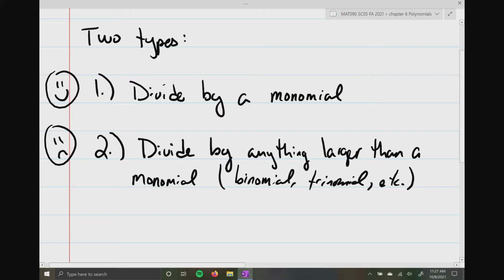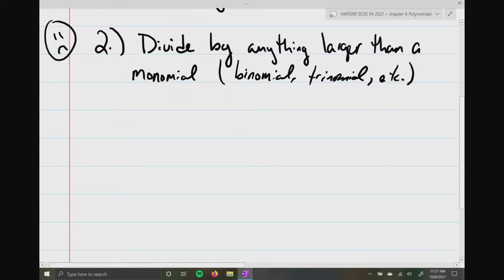Okay? But here's what's nice. You already know how to do both cases. You were already taught how to do both of these. It's just now we're going to have to put everything together. So the first thing that I want to do is I want us to do case one. We're going to do a couple examples of case one, and we're just going to keep it simple. Okay? So here's our first example.